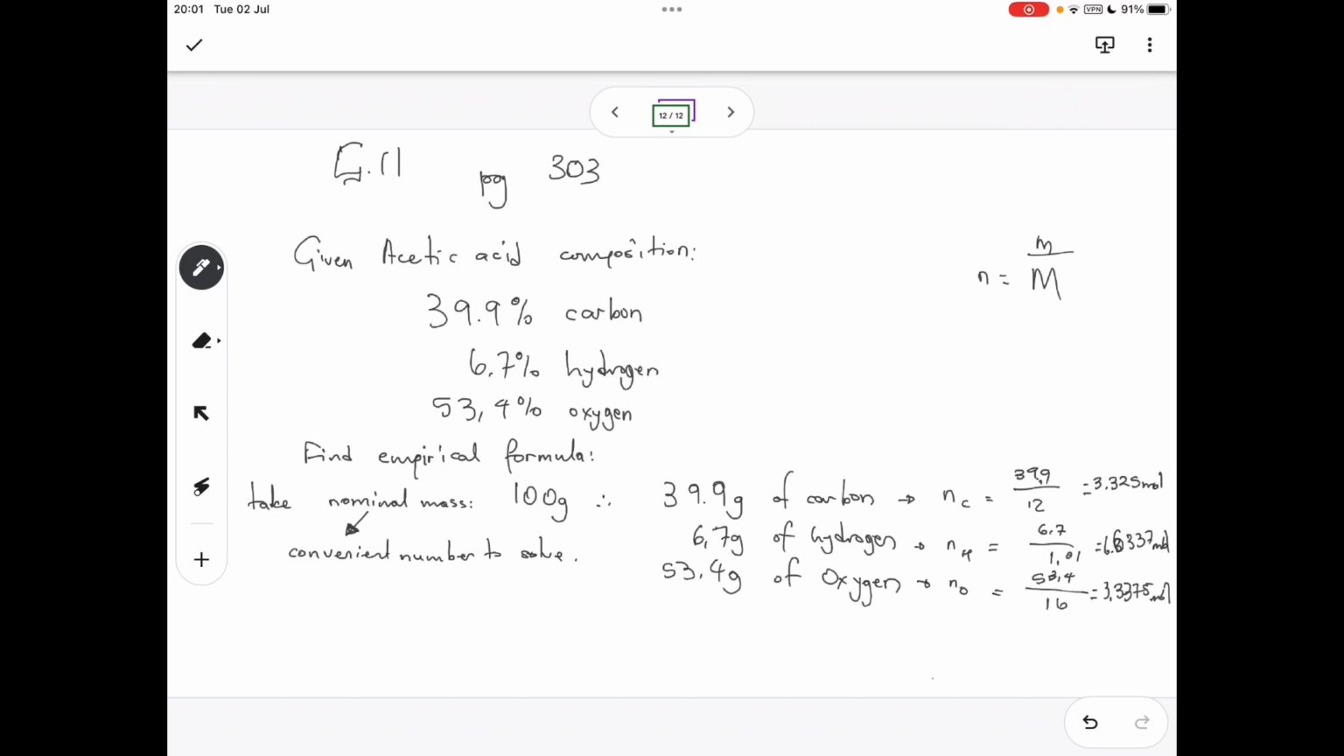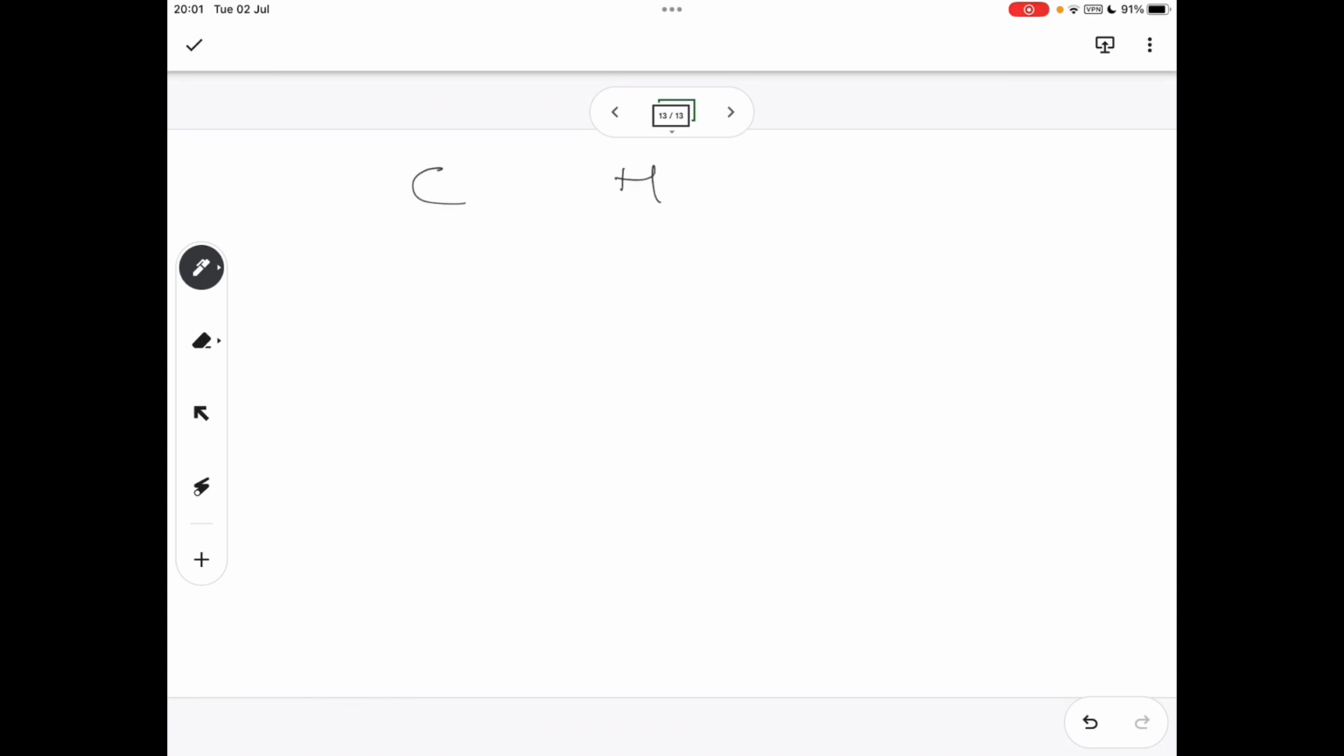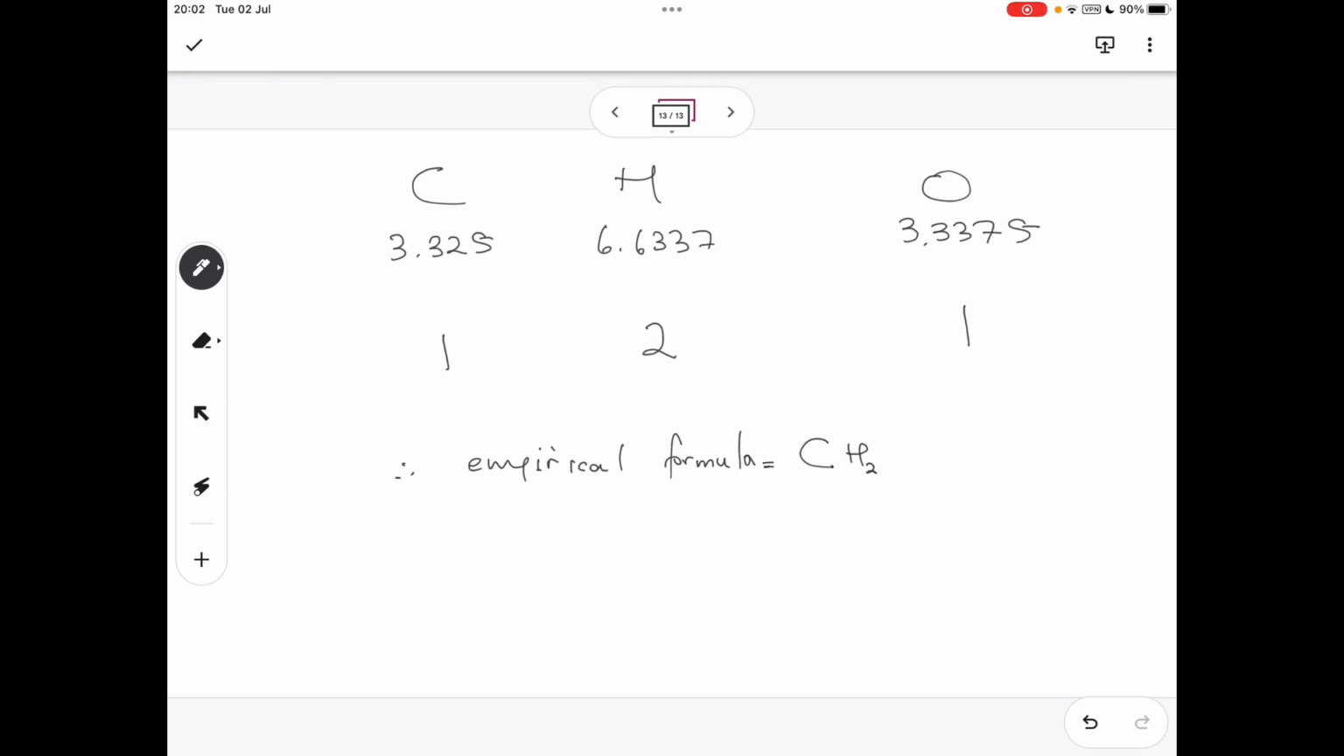So that means the empirical formula, if we divide by the smallest number, which is 3.325, let's make a table. We've got carbon, hydrogen, oxygen. Here we've got 3.325, 6.6337, and 3.3375. Dividing by the smallest number gives us 1. This one gets us close to 2, and this one gets us close to 1. So empirically, the formula would be C, 1 C, 2 hydrogens, and 1 oxygen.